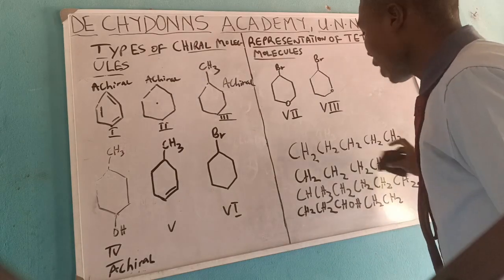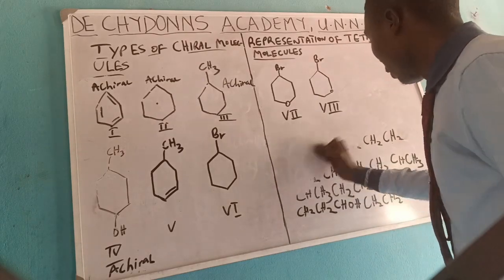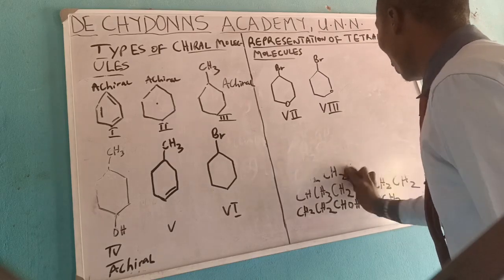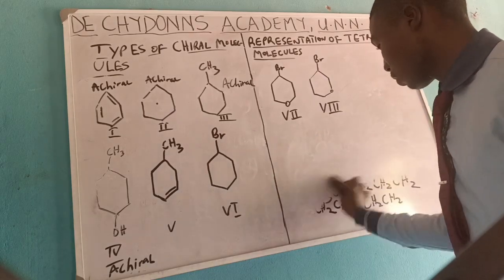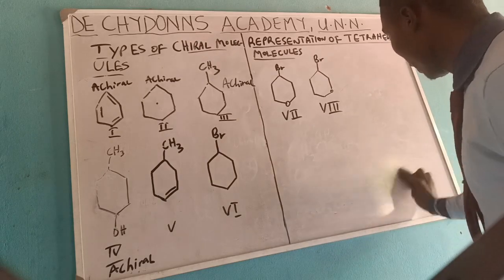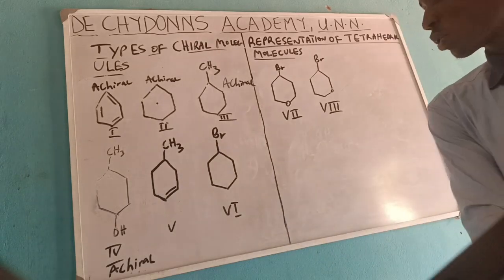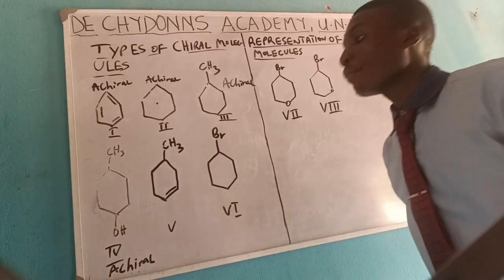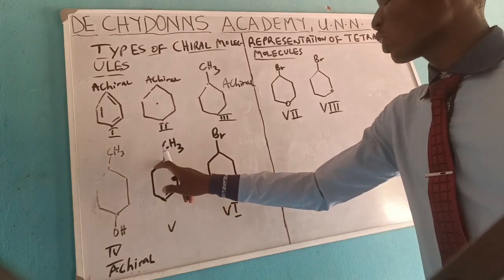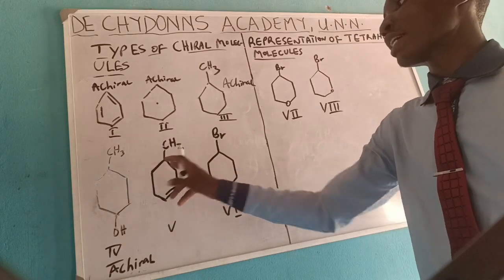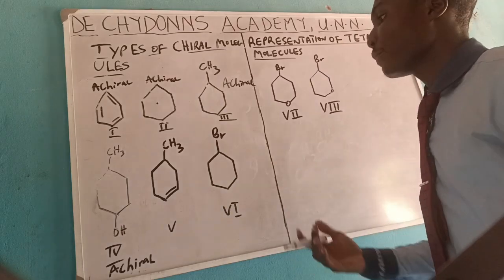So let us look at compound number 5. I'll be cleaning this so that you can see compound number 5, because compound number 5 is actually very interesting. Now let us look at this carbon, because this carbon already has something that looks like three substituents, but let us see if it's right.